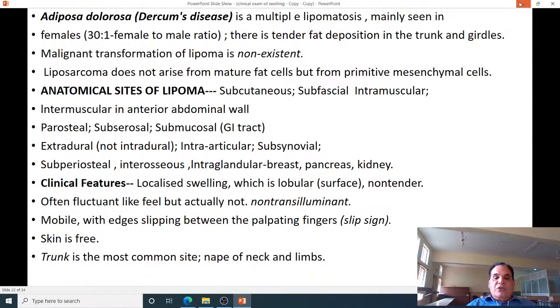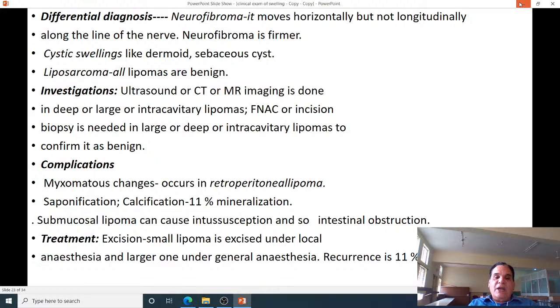Okay, what are the clinical features? Localized swelling, lobular surface, not tender. Fluctuation absent, it is non-transilluminant. Slip sign is diagnostic of a small lipoma. Skin is always free, as against sebaceous cyst. Trunk is the most common site. Among them, nape of the neck and limbs, mainly scapula. Back of the scapula, front of the scapula are the most common sites. This is general. Differential diagnosis: neurofibroma or cystic swelling.